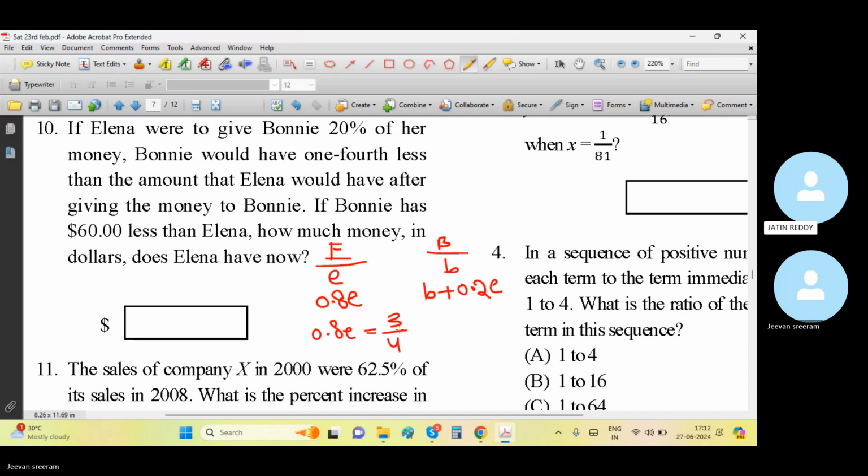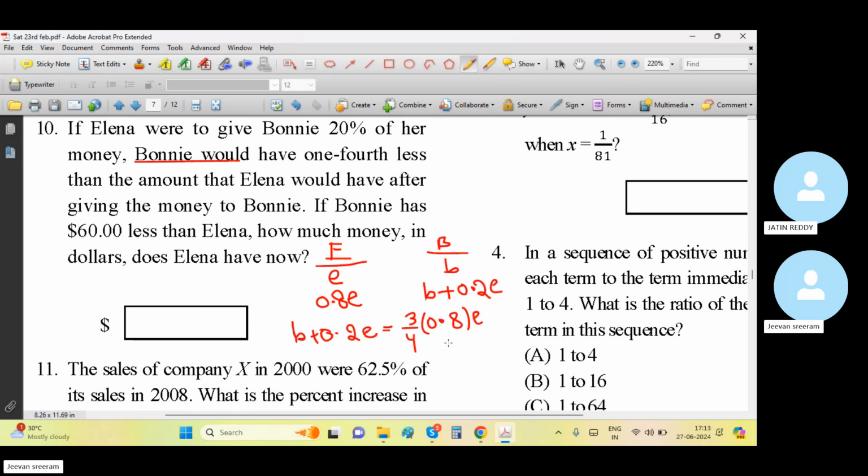60, right? Bonnie then would have... It is asking what Bonnie would have. Bonnie has actually B plus 0.2E, right? Yes, sir. She would have 1/4 less than the amount that Elena would have after giving money to Bonnie. 1/4 less than 1/4 less. If you go with 1/4 lesser, 3/4 is left. So after the transaction it is 0.8E.